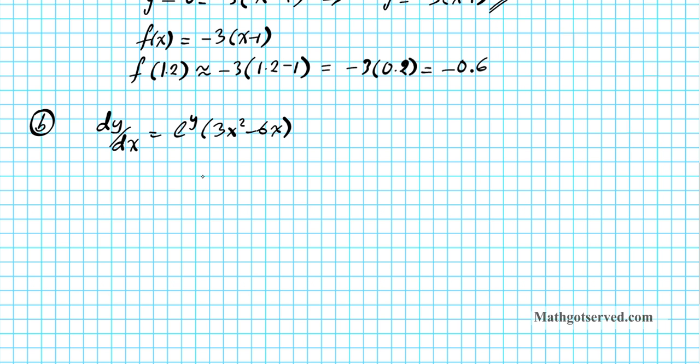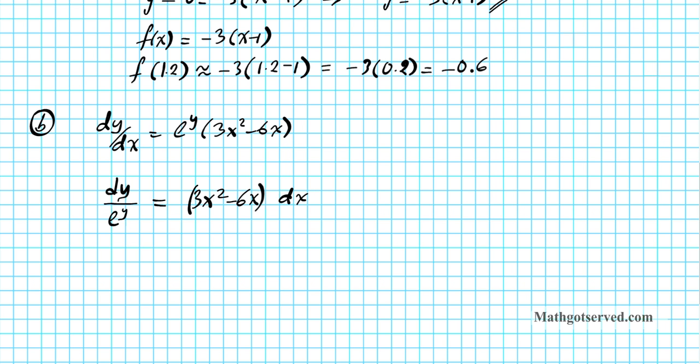What does that mean? We have all the y's on one side and the x's on the other side. So we have dy, divide both sides by e to the y. So we have dy over e to the y equals, and multiply those sides by dx, you have 3x squared minus 6x dx. Okay, so I hope this makes sense.